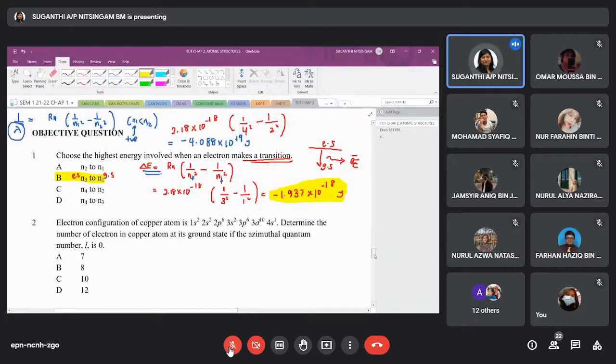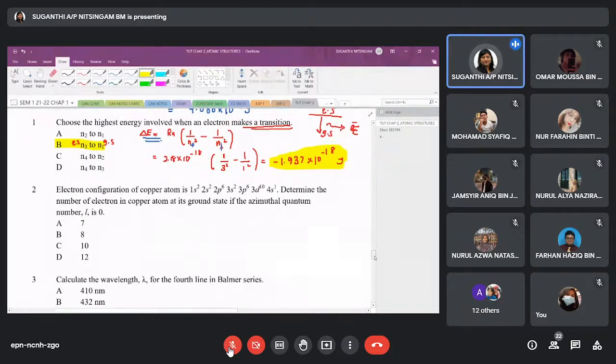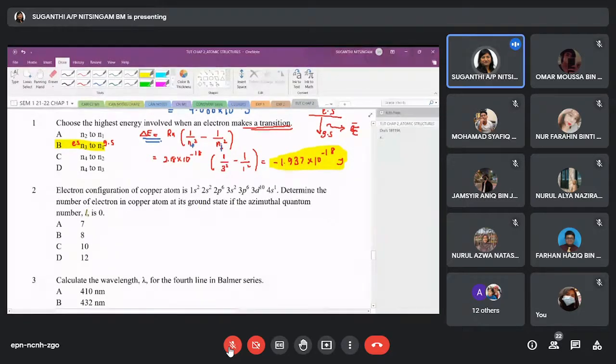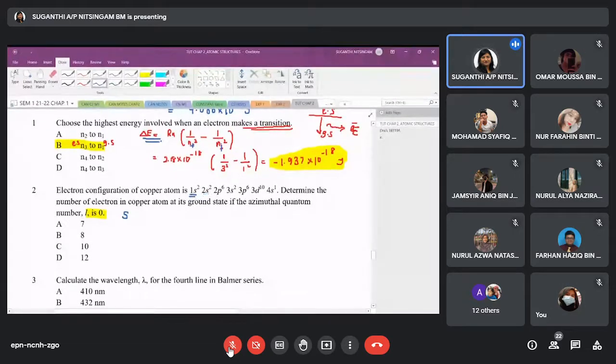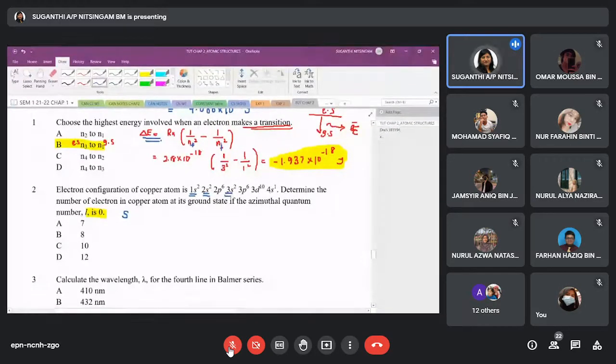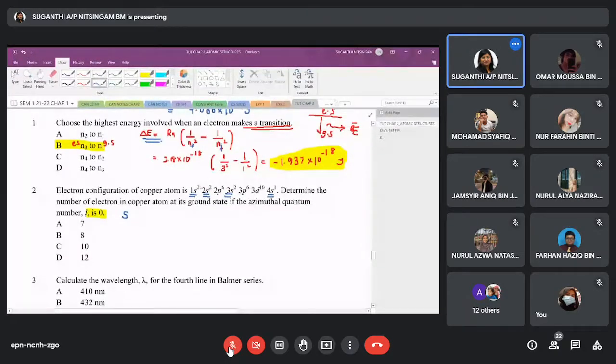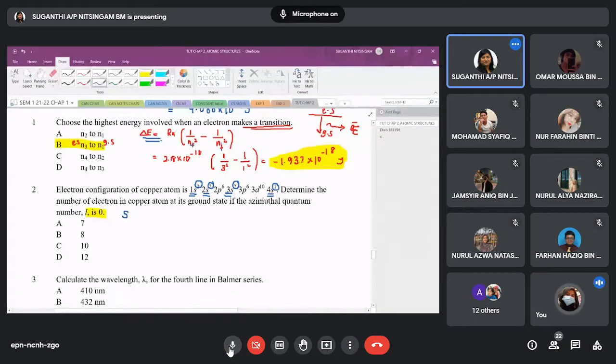Okay. Next question. Electron configuration of copper atom is given. Determine the number of electrons in copper atom ground state if the azimuthal number L equals to 0. So, apa yang kamu kena faham ialah L equals to 0 means what orbital is this? S. So, kamu kena kira semua S ini. S, S, and S. So, tambah semua ni. 2 plus 2 plus 2 plus 1. Ada berapa? So, that is the answer, which is A, 7.